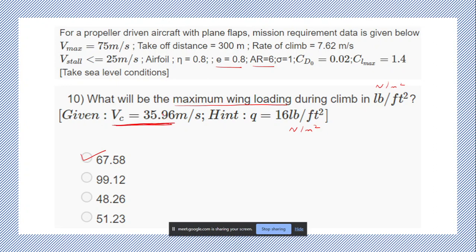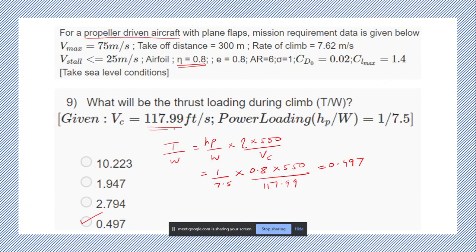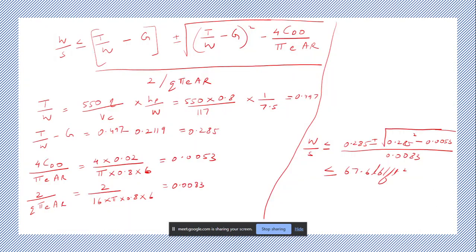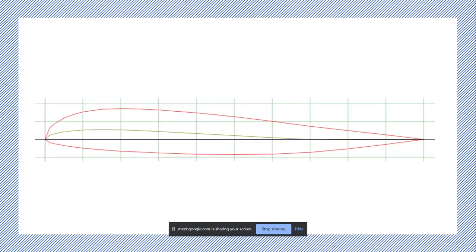Is everybody else clear with this? We should have just converted this meter per second into feet per second. Just convert this into feet per second, which the value here. So our T by W of this case we could have retained. Is everybody else clear with this? Is there any question? No. Okay, let's move on to the next question.